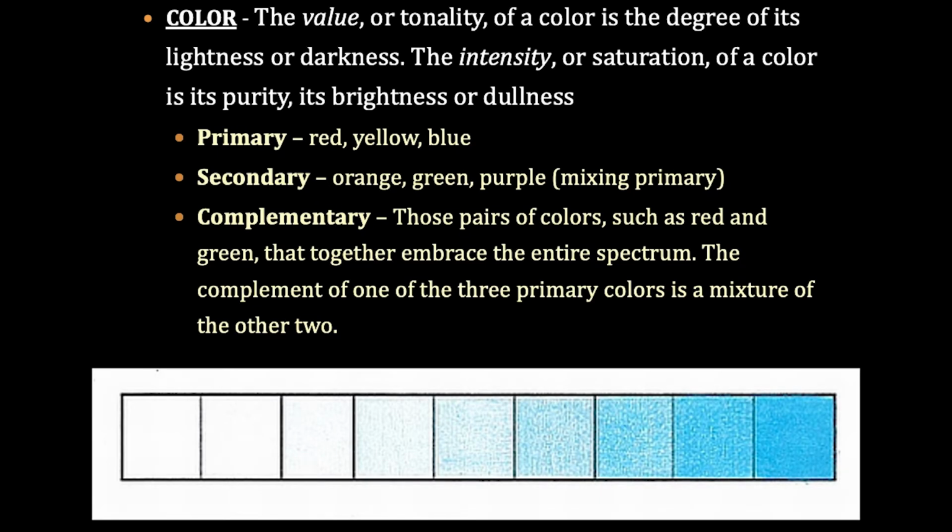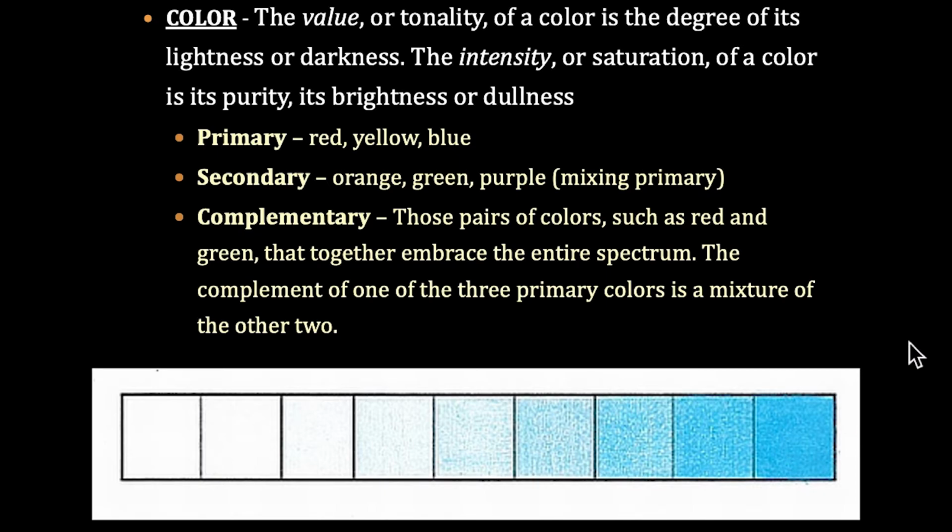When we talk about color, and color theory in art is a bit different than color theory within optics or the study of physics, and I'll point out the differences here as we go. But when we talk about color, we're talking about the value or the tonality of the color, the degree of lightness and darkness, how intense or saturated it is, how pure the pigment is if it's been mixed with other pigments, that factors in there, how bright it is, how dull it is. And down here we have this nice color spectrum going from white, slowly adding blue until we get to the most saturated example that we see here.